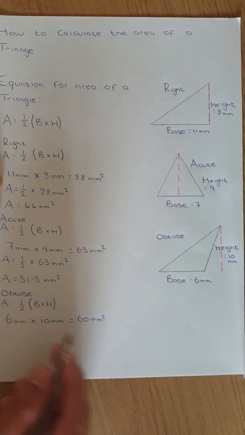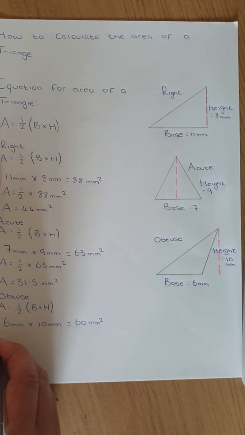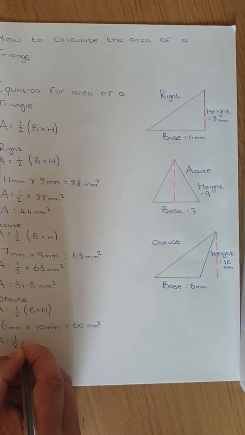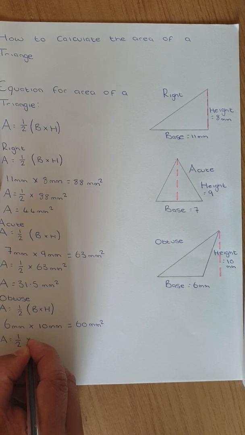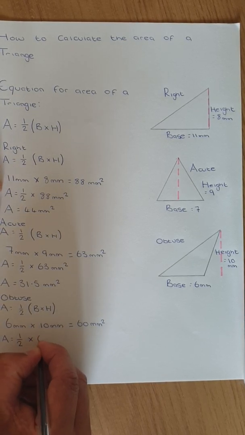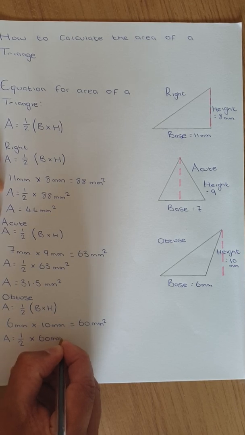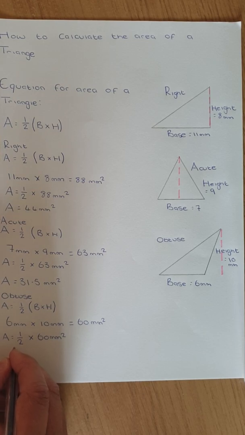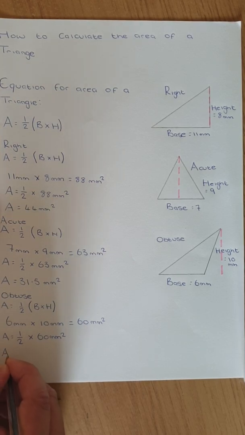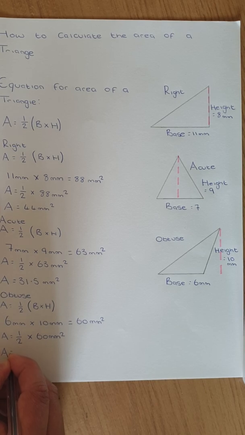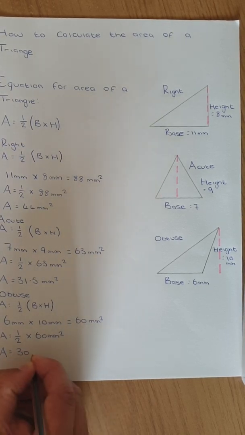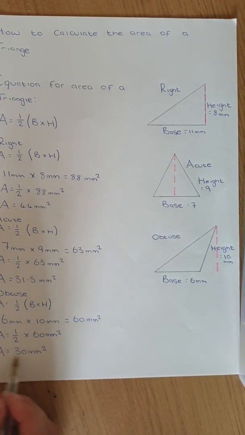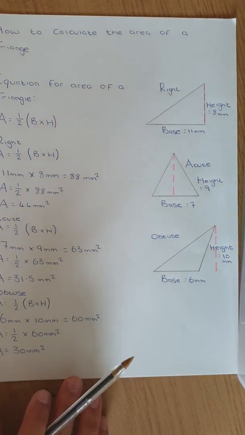Then we can put that into our equation, which is A equals 1 divided by 2 times 60mm squared, which then we get the answer of area equals 30mm squared. And this is the area for the obtuse triangle.